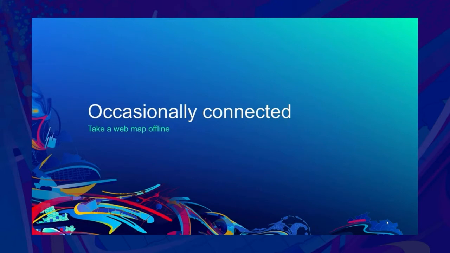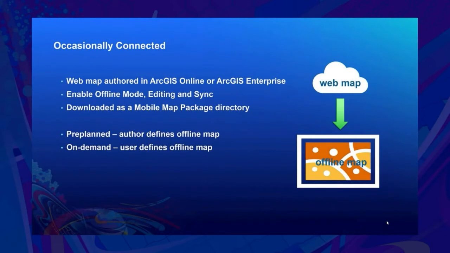And here what we do is we actually take a web map offline. So we begin with an online web map, and we're able to take it offline so that we can use it in the field. And again, that web map could be authored in ArcGIS Online or ArcGIS Enterprise, and it's entirely an online service-based web map at this point.